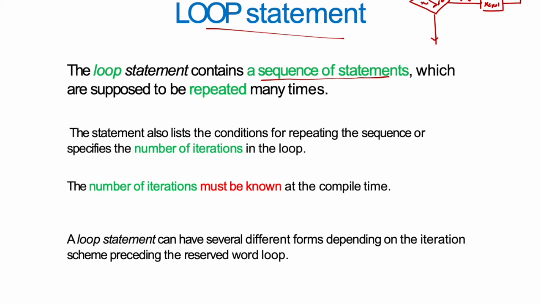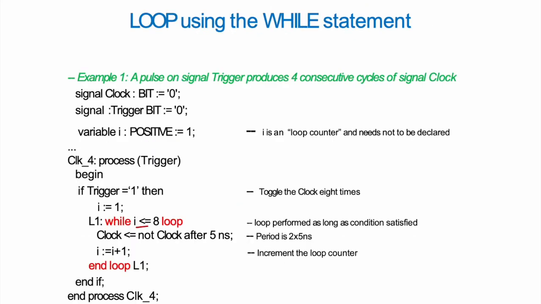Then you keep repeating these statements again and again. Okay, so the statement will list the condition for repeating the sequence, just as we've done in this example, which specifies a number of iterations that it should run. The number of iterations, of course, should be known at compile time, otherwise you end up with infinite loops and other things. So the loop statement can be of several different forms. It depends on the iteration that we are using. Let's see how it looks.